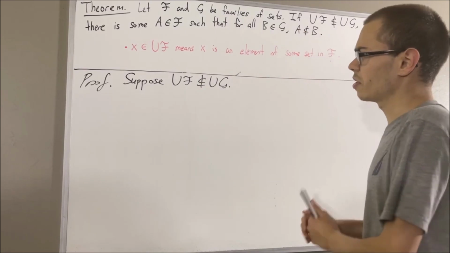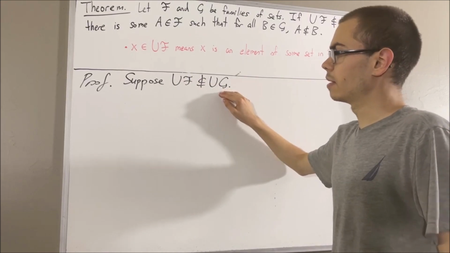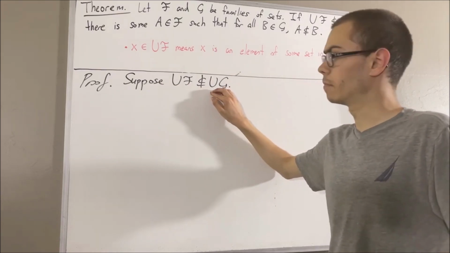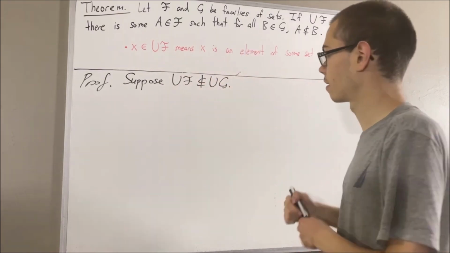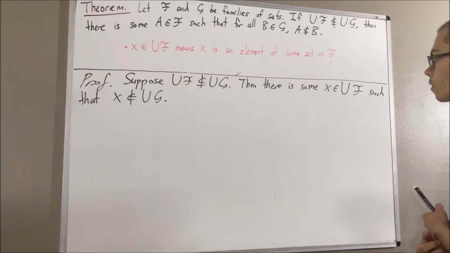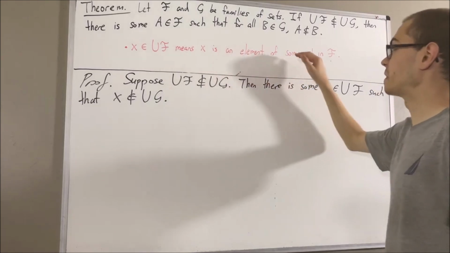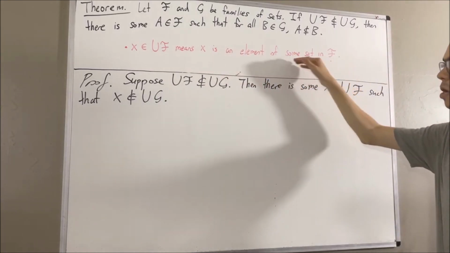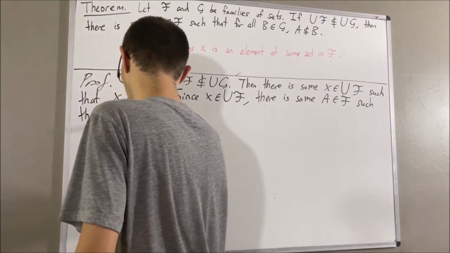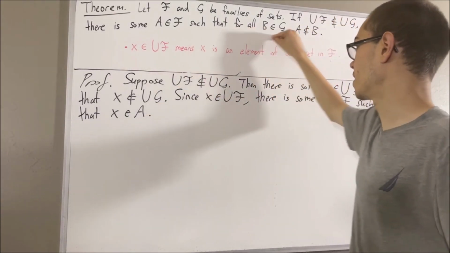Okay, now to start, what does it mean for the union of F to not be a subset of the union of G? It means that there is an element in the union of F that does not belong to the union of G. And I'll call that element X. And since X is an element of the union of F, what does that mean? It means that X is an element of some set in F. And I'll call that set A. And our claim is that A is the set that'll satisfy this statement.